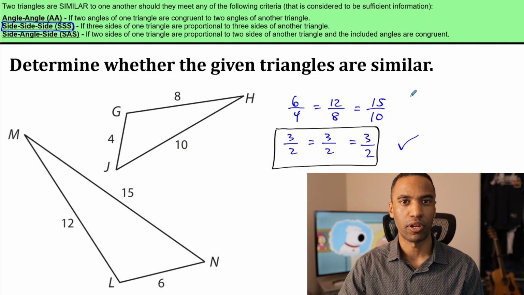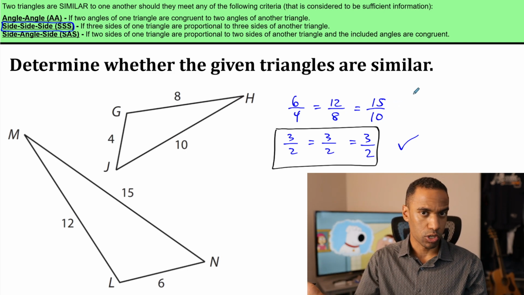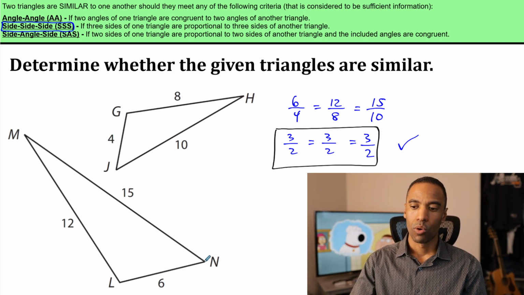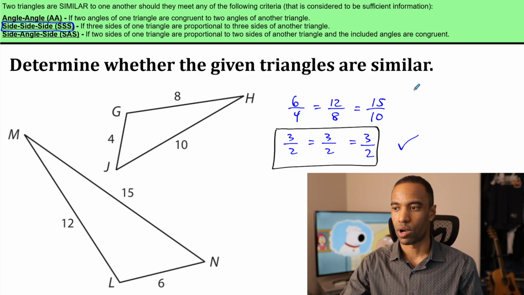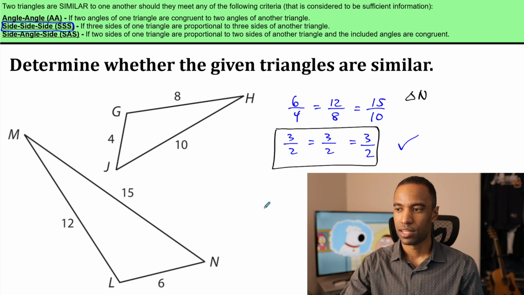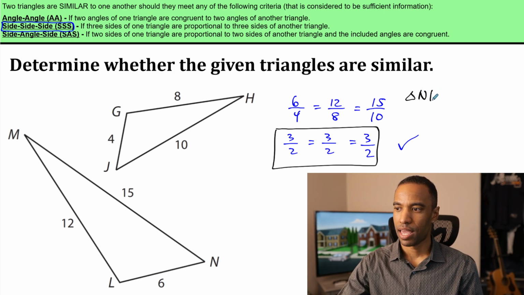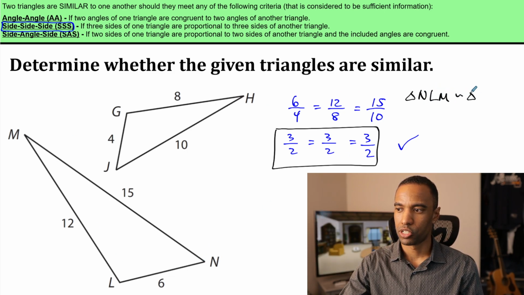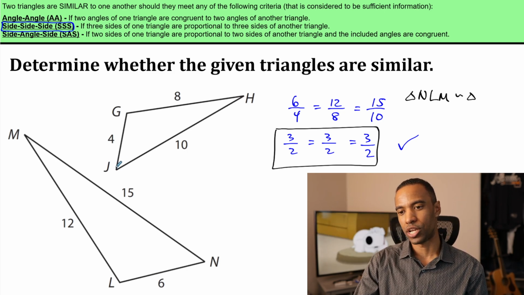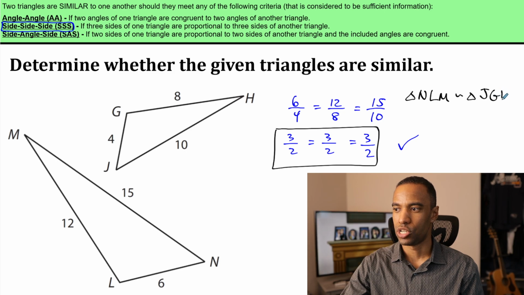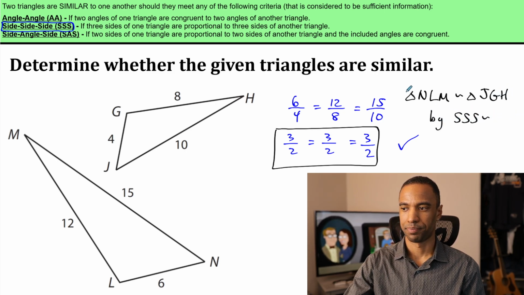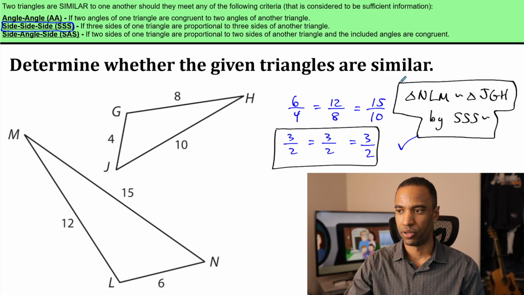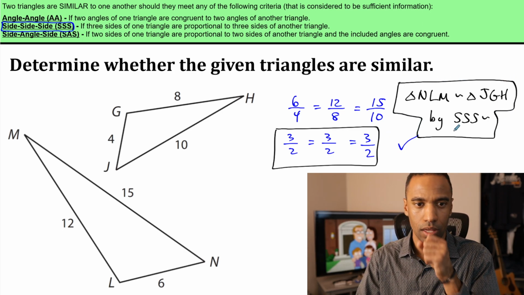So let's go and make a similarity statement. Now, make sure you do the parts that correspond. How about we go from one vertex across the smallest side and then across the medium side there. So I'll do triangle NLM. NLM is similar to triangle, let's go from that J across the smallest side and then the medium side, JGH. JGH. By side. So they are similar indeed, based on that test there.